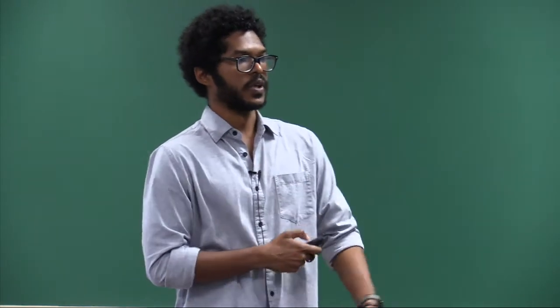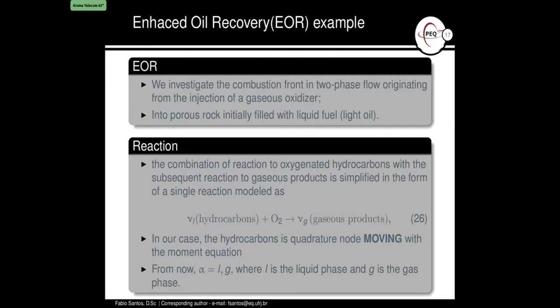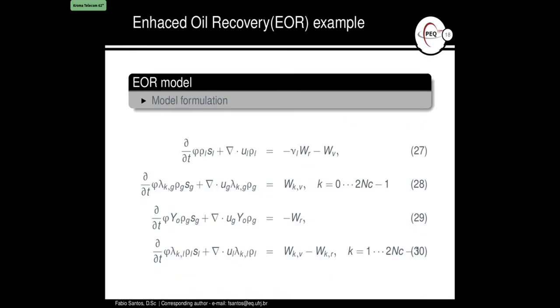This is the example we're trying to solve, an EOR example that we consider as one single reaction. In this case, the hydrocarbon is our quadrature node that moves along the solution. From now on, alpha phase is considered liquid and gas phase for our test case. Well, this is the simple model based on moments. Instead of component equations, we have two moment equations, one for the gas phase and one for the liquid phase. Convective terms and source terms: this represents reaction, and this represents vaporization. Note that we have two NC moment equations for each phase.